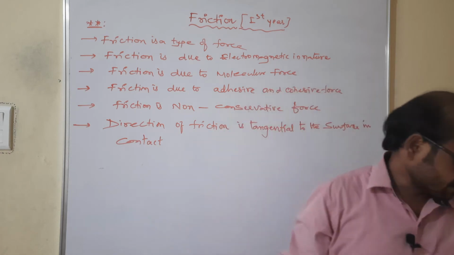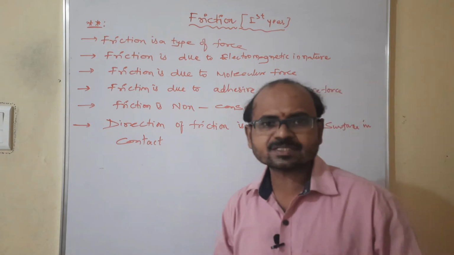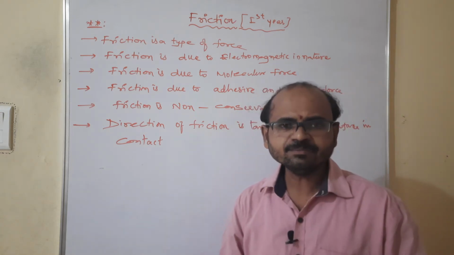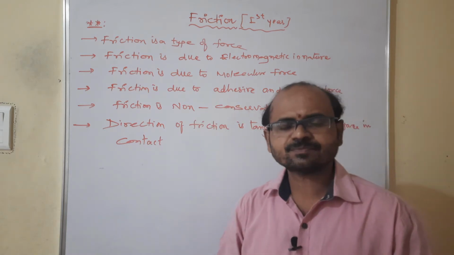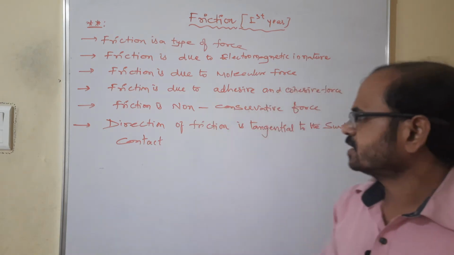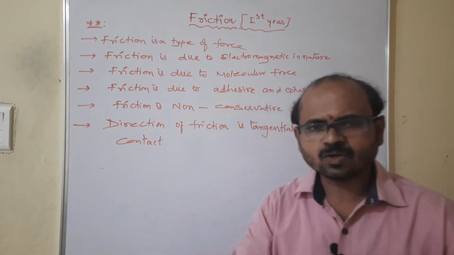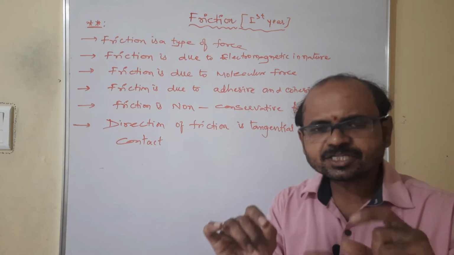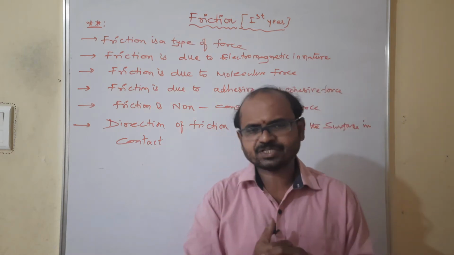And friction is due to molecular force. I'll explain you one by one. And friction is due to adhesive and cohesive force. Friction is a non-conservative force. And friction always acts tangential to the surfaces in contact. So this is related to friction.